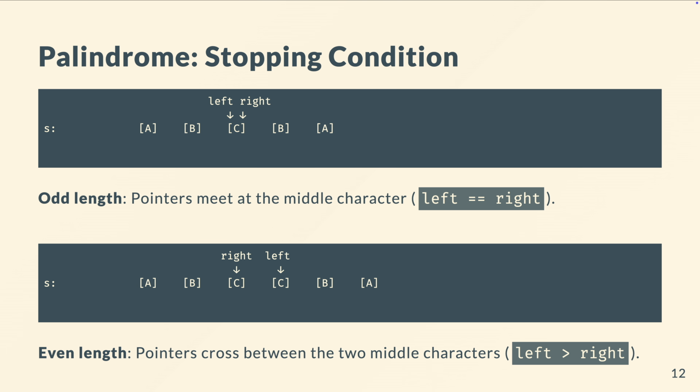The figure below shows an even-length string. In this case, there is no single middle character. If no mismatch happens throughout, the two pointers will eventually cross between the two middle characters. That means left pointer goes to the right, and the right pointer goes to the left. When this happens, we stop the loop.